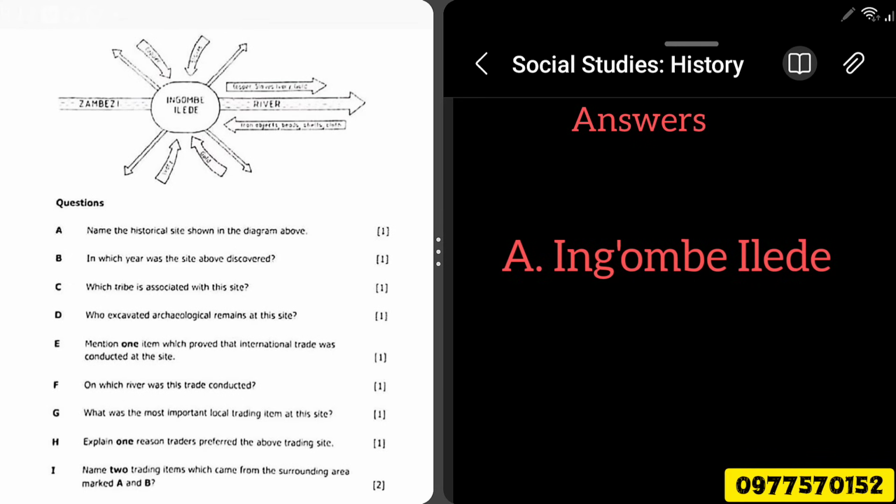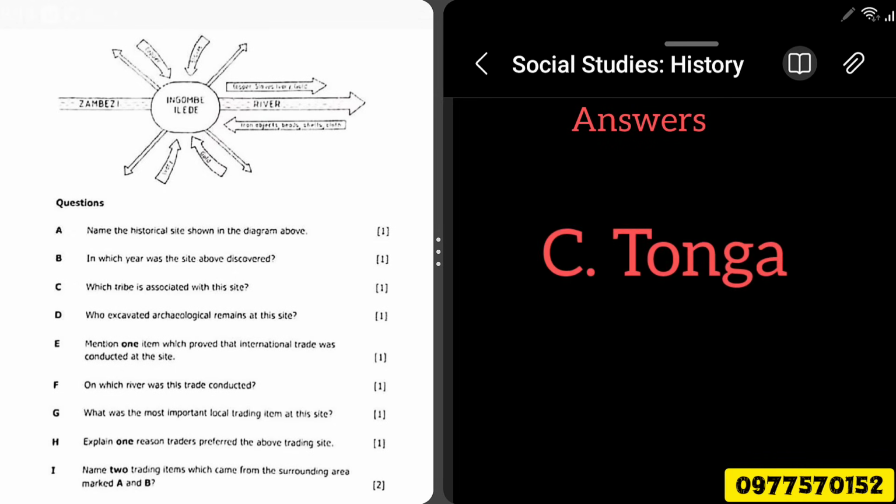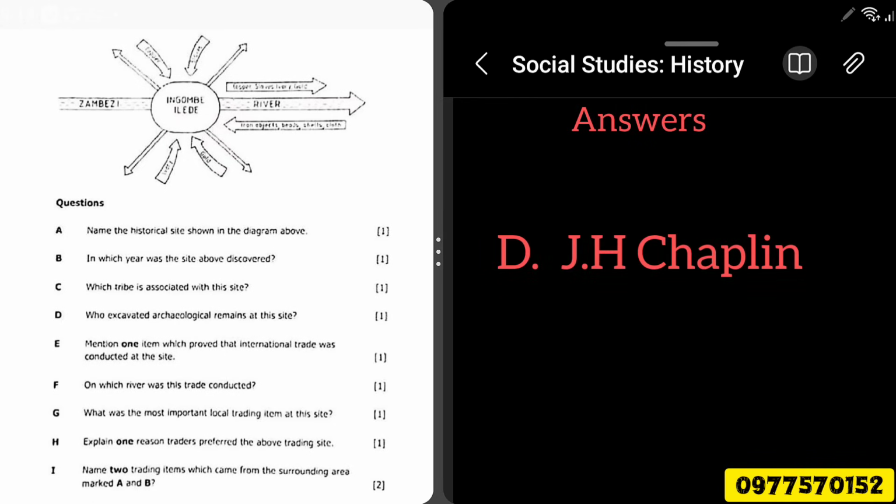B. In which year was the site above discovered? It was discovered in 1960 by government workers during the construction of the Kariba Dam. So the answer is 1960. Which tribe is associated with this site? The Tonga. Who excavated archaeological remains at this site? It was J.H. Chaplin.